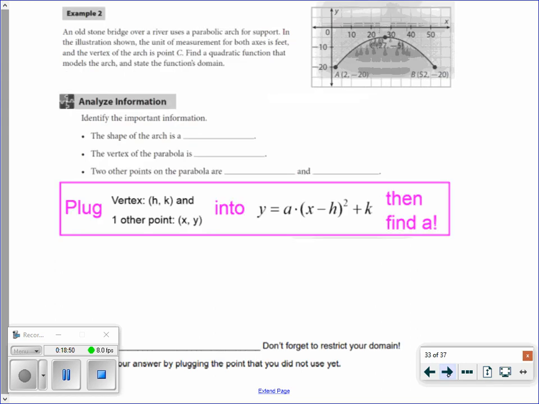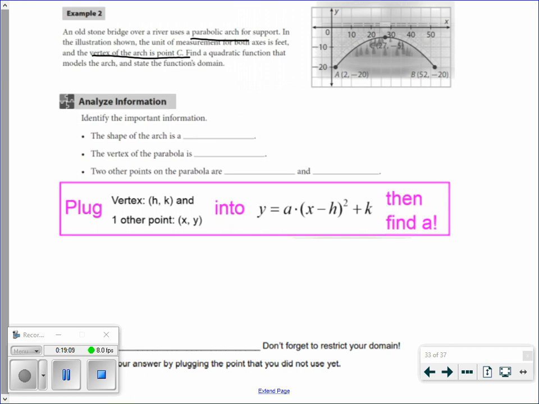All right, so on to an example. We're told the old stone bridge over a river uses a parabolic arch for support. In the illustration shown, the unit of measurements for both axes is feet, and the vertex of the arch is point C. We need to find a quadratic function that models the arch and state the function's domain.